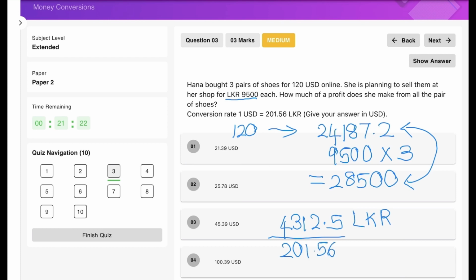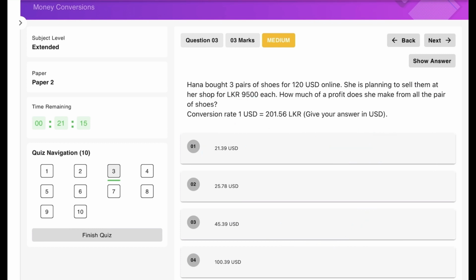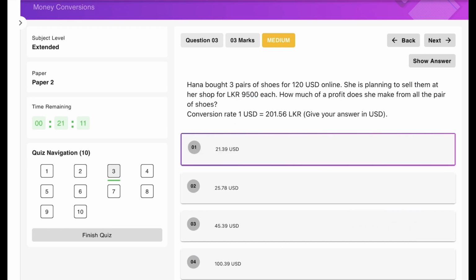201.56. Then we can see that the solution is 21.39 USD, which is the first option here. And that brings us to the end.